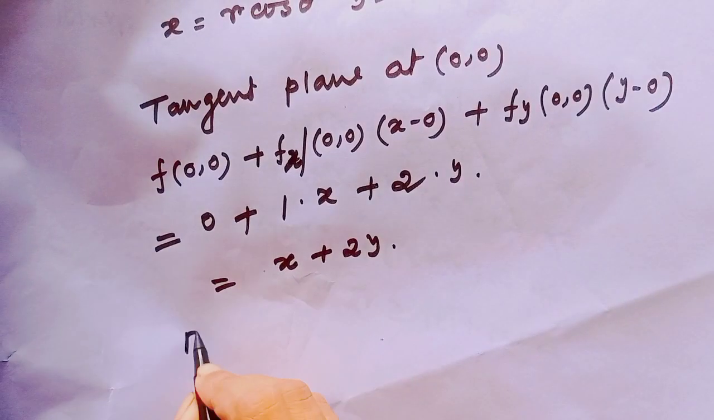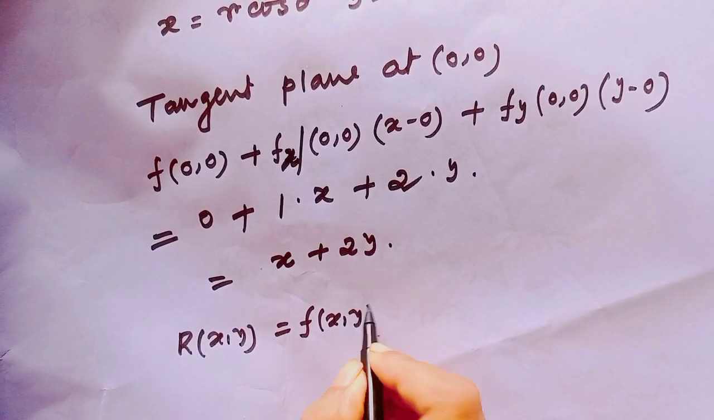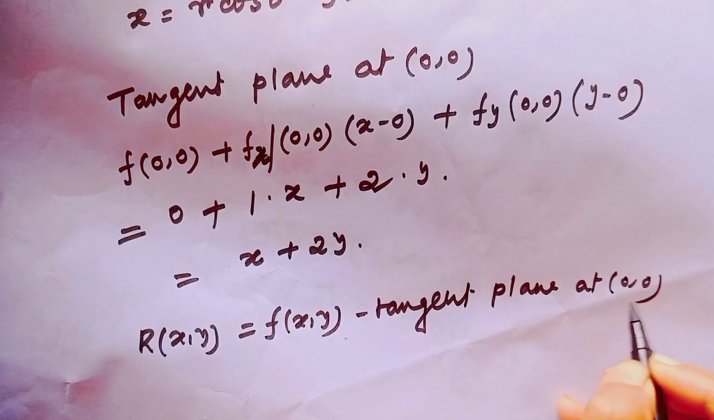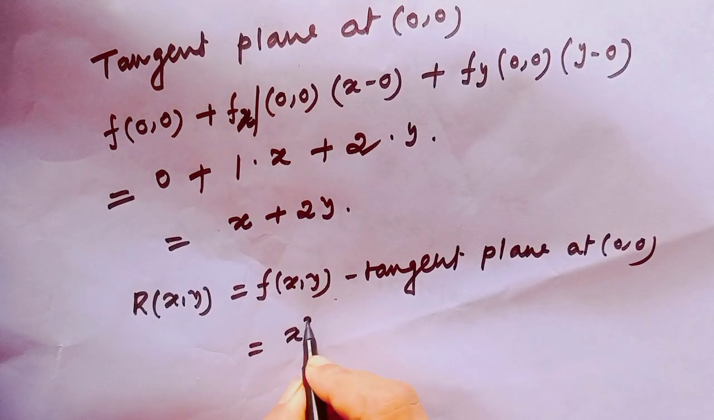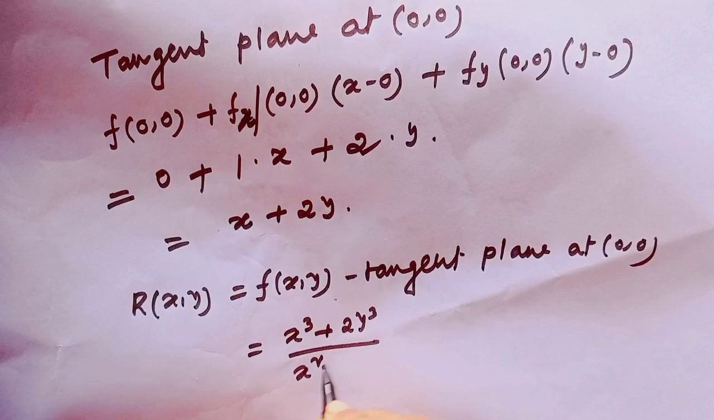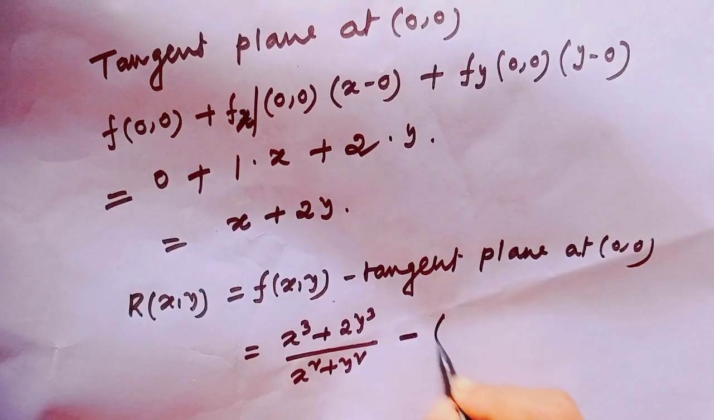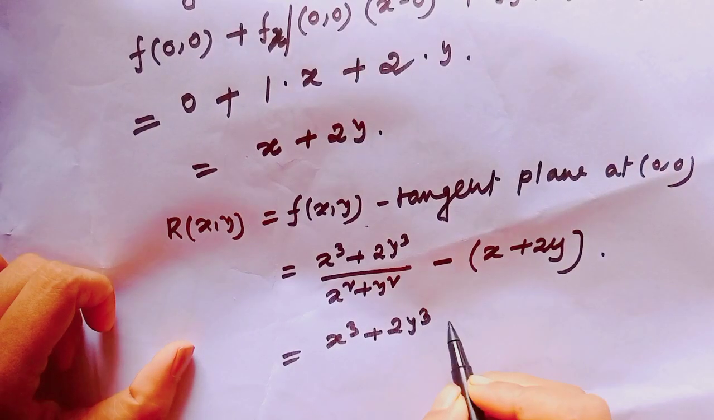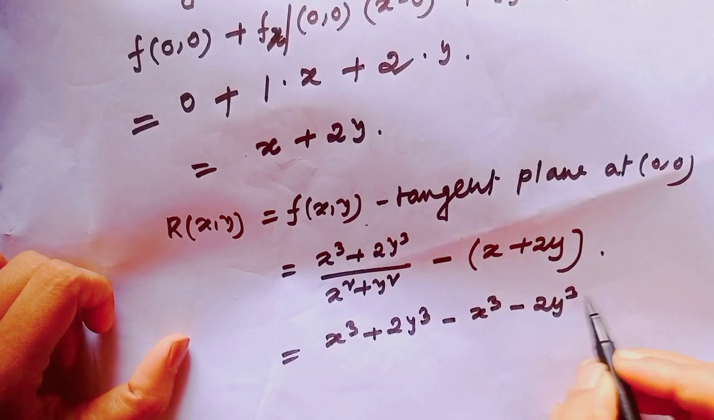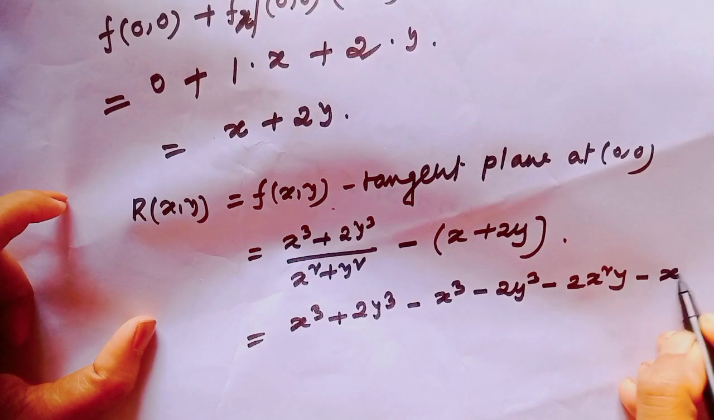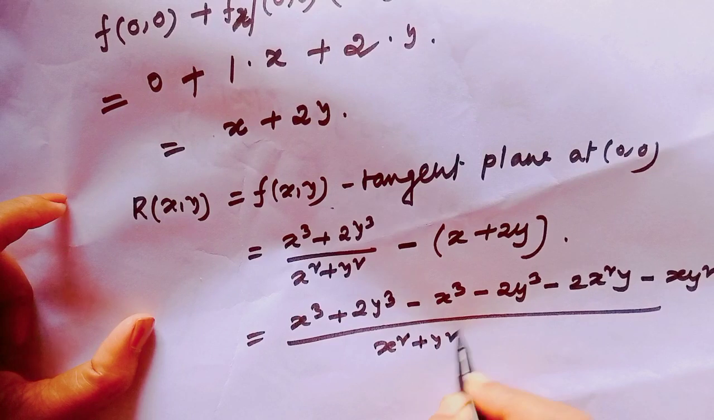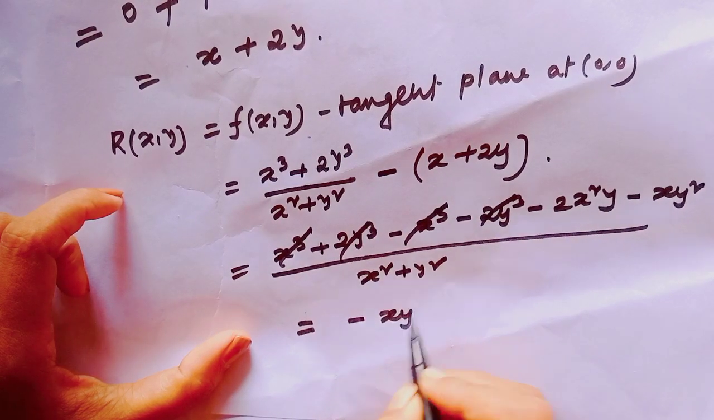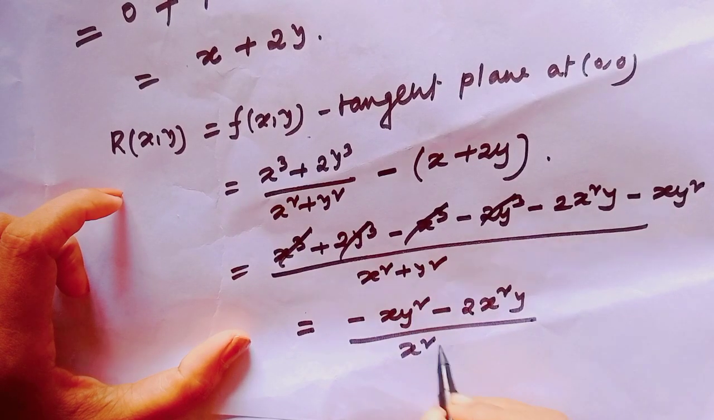Okay. Then r(x, y) equals f(x, y) minus the tangent plane at the point (0, 0). And the value of f(x, y) is (x cube plus 2y cube) over (x square plus y square), minus (x plus 2y). Calculating the value, this would be x cube plus 2y cube minus x cube minus 2y cube minus 2x square y minus x y square, over x square plus y square. After calculating, this value would be equal to minus (x y square minus 2x square y) over x square plus y square.